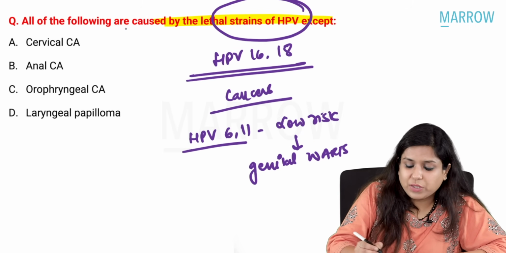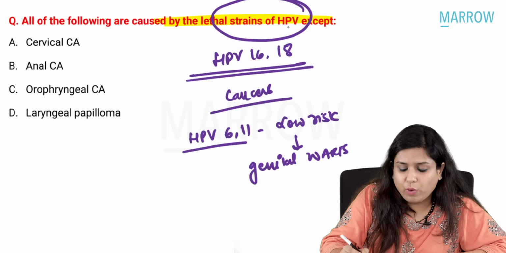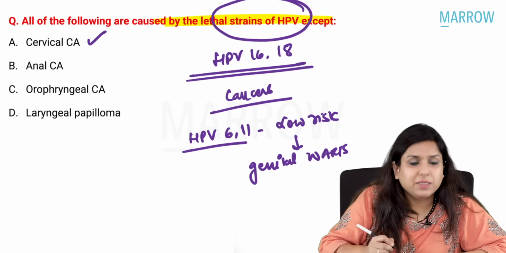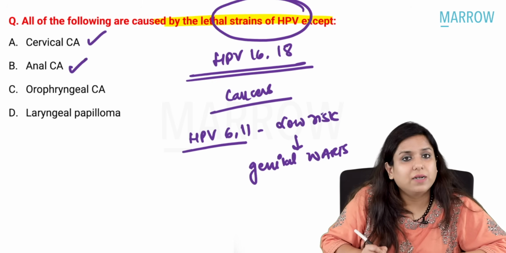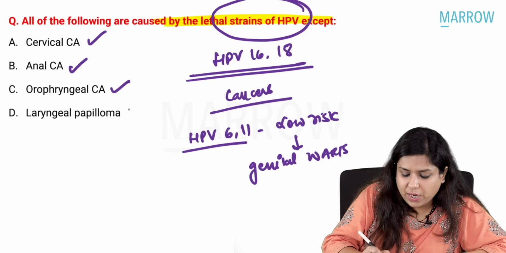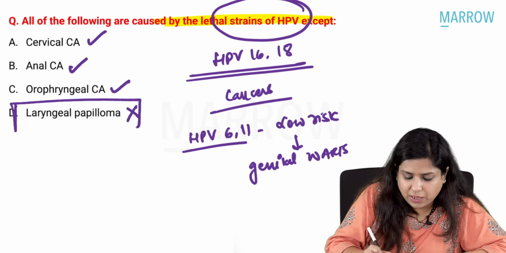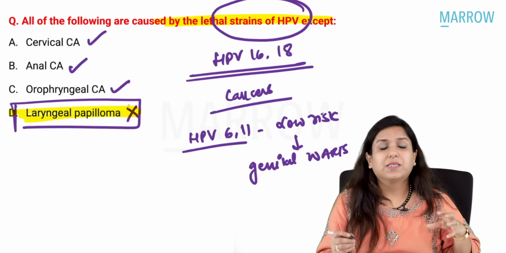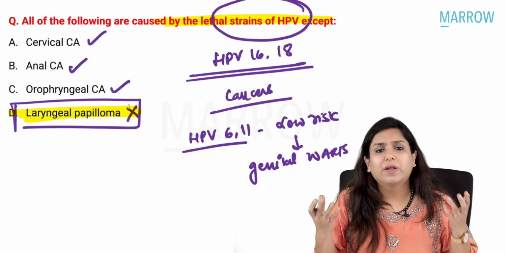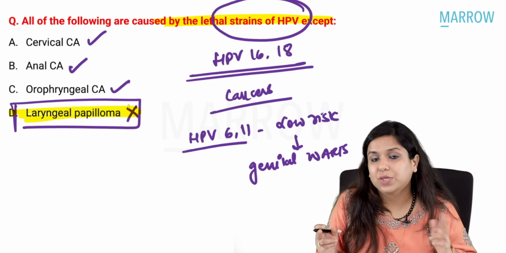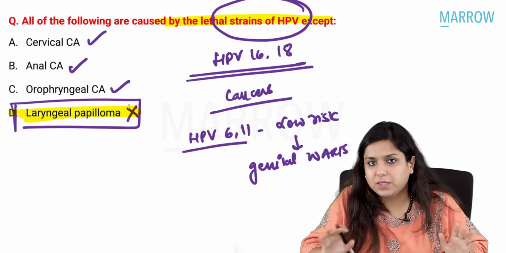So, they have asked you the question, which of the following are not caused by the lethal strains? Cervical cancer is definitely caused, anogenital cancer can be caused, oropharyngeal cancer can be caused. Which cancer is not caused? Answer is laryngeal papilloma. Papilloma, students, is basically a benign lesion, a warty lesion, right? So, papilloma cannot be caused by a lethal strain. That is why this is the answer. Simple, right?